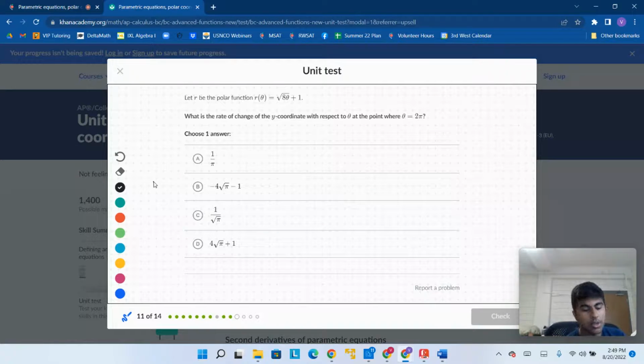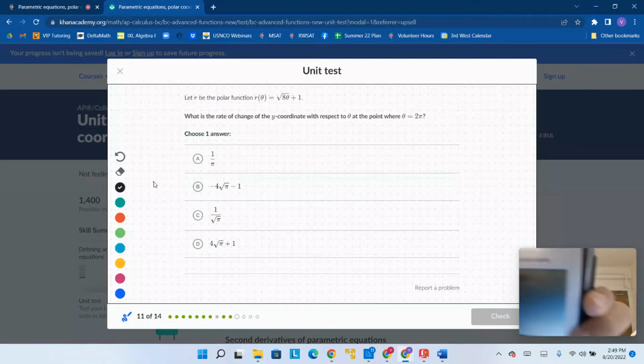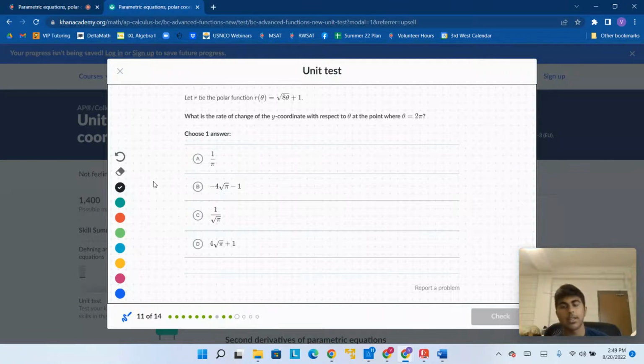All right, and we can't do dy dx. We can't do dy d theta. That would be nice, but we do have some options like this. We do have dr d theta. Would that help? Well, we can try that later, but first we're going to plug this in as square root of 8 theta plus 1 times sine of theta. That is one of them.